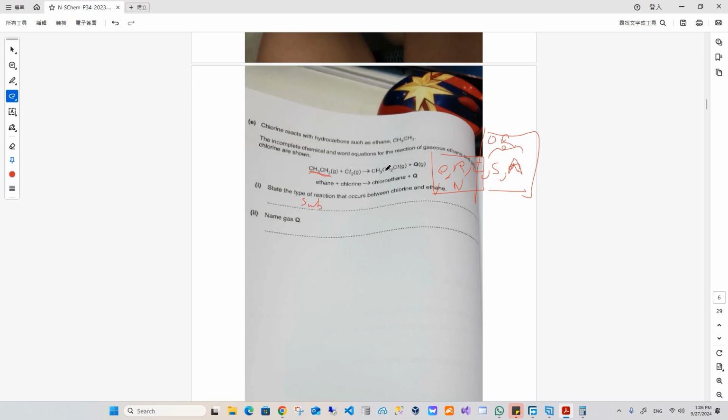In the gas G, by playing with the formula, Cl goes in, then the H comes out. Then what must Q have? One Cl left over and one hydrogen replaced out. So HCl will come out here. Is it hydrochloric acid? Of course not. It is hydrogen chloride because it's a gas. Hydrogen chloride.